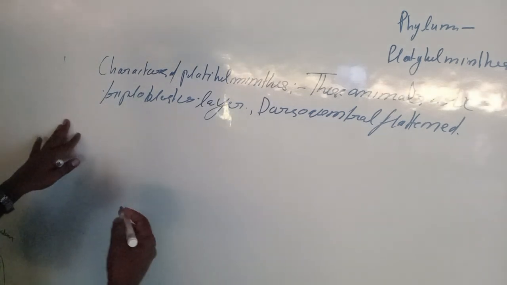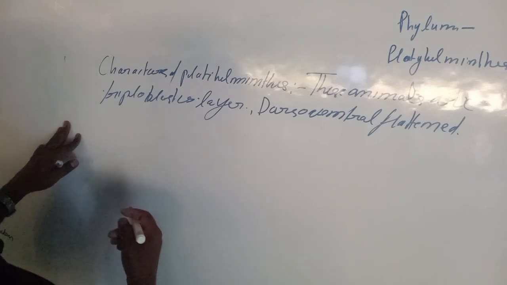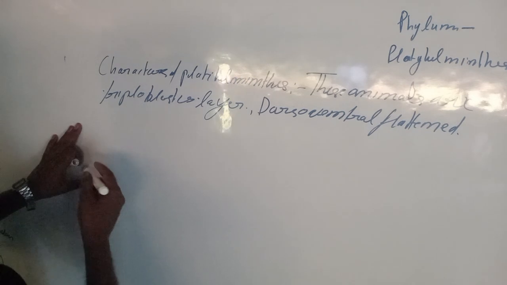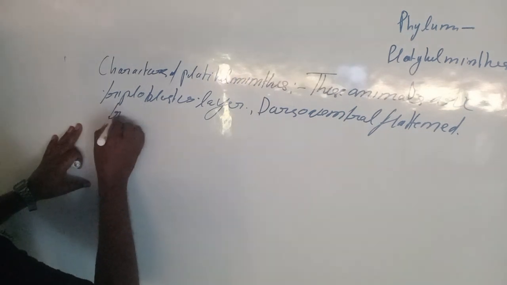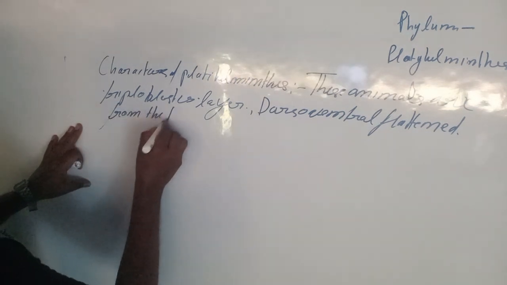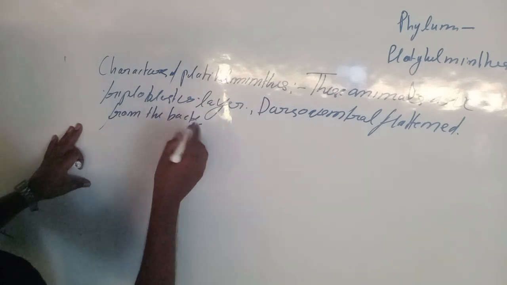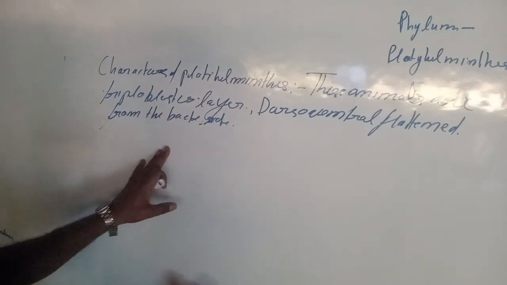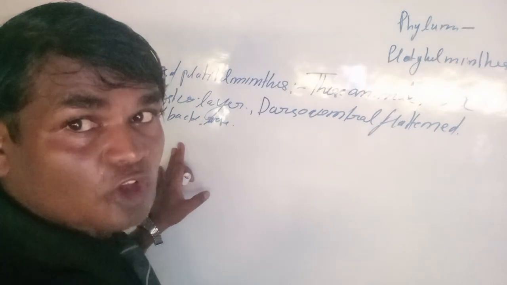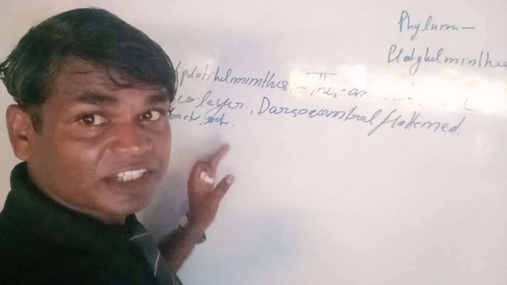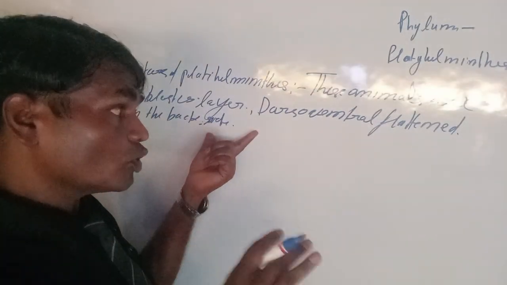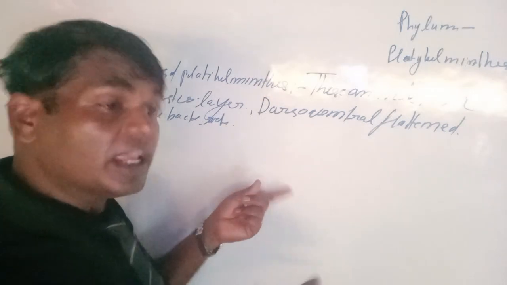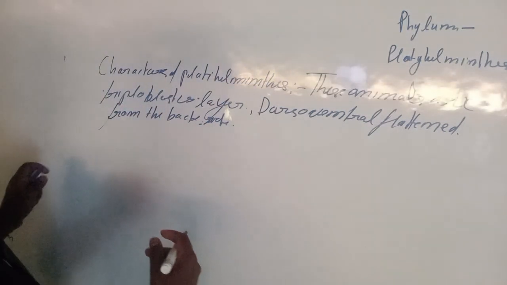Now we will discuss the back. Dorsoventrally flattened means flattened from the back side, that is, toward the abdominal side. So here is the abdominal side. We will try to understand that: at the abdominal side, we will see that these animals are generally flattened in nature.